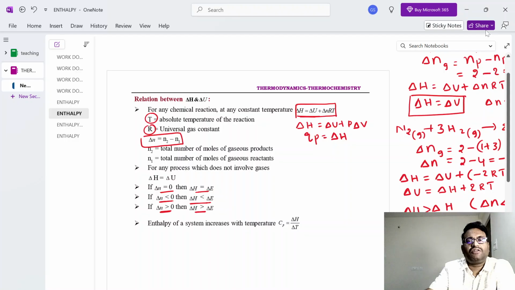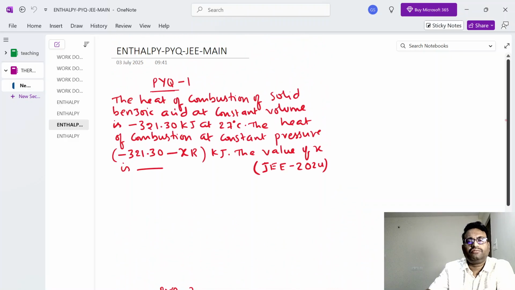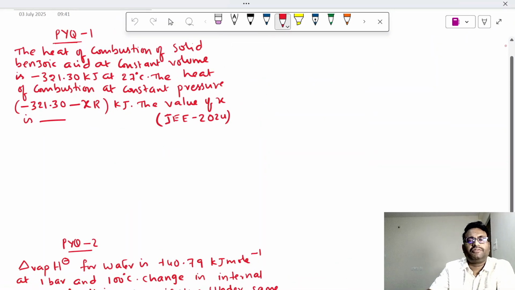Next, let us solve some questions, PYQ. So this question is given in JEE Mains 2024. Okay.